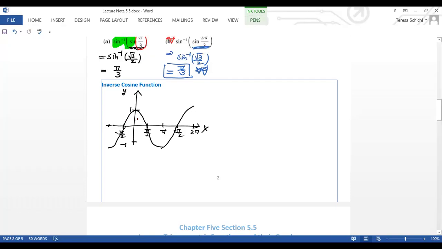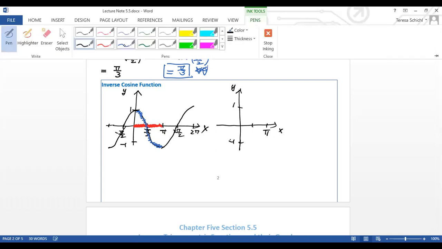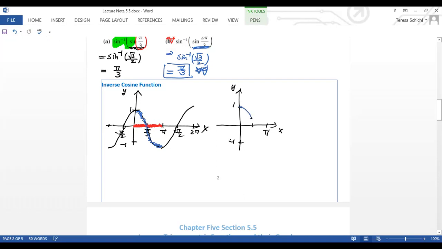So remember, the domain we restrict has to cover the whole range. I notice this is the domain I need to restrict to, because in this domain my cosine curve covers from -1 to +1. So that is why I can do it like this. Here this is pi, this is x, this is y. This is 1, this is -1. Now what is my inverse curve here?